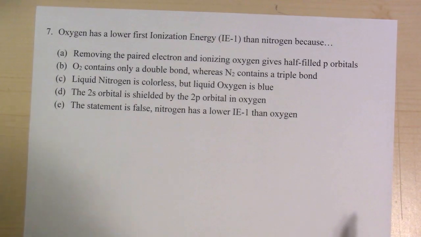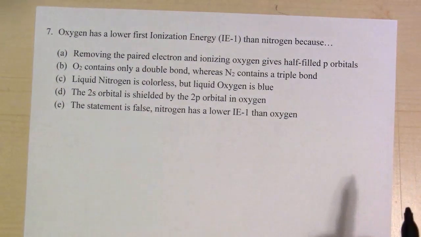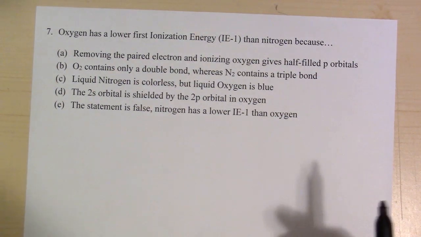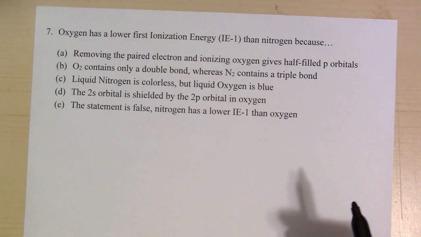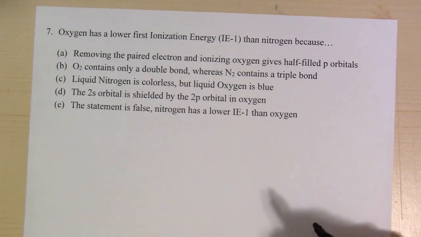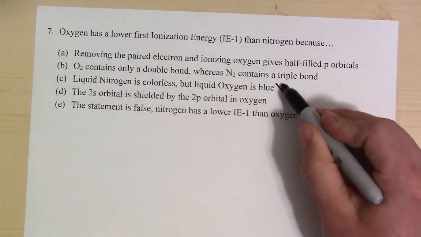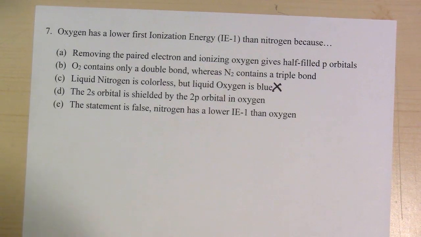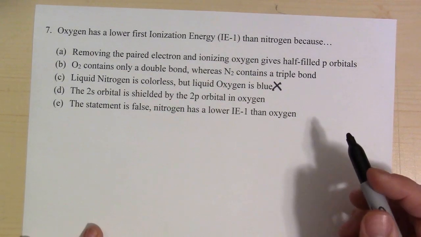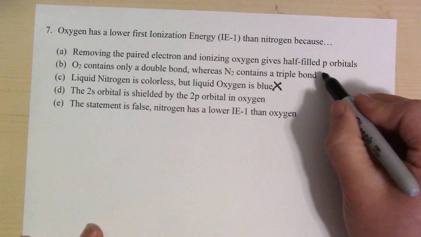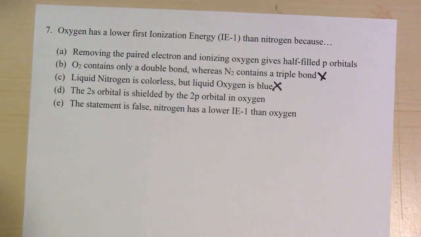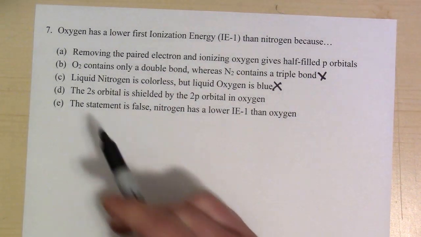Number 7, oxygen has a lower first ionization energy than nitrogen because we need to pick one of these here. So there's a few that we can eliminate pretty quickly that don't have anything to do with ionization energy. C, liquid nitrogen is colorless, liquid oxygen is blue. That doesn't have anything to do with ionization energy. Also, B, O2 contains only a double bond, whereas N2 contains a triple bond. That doesn't have anything to do with ionization energy either, and neither does D.